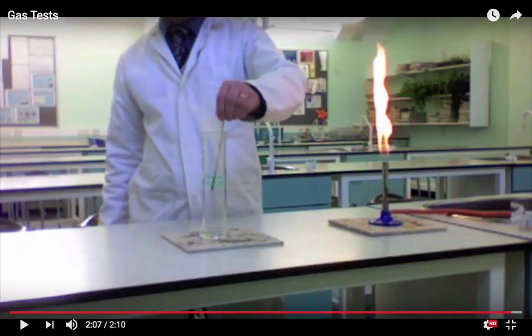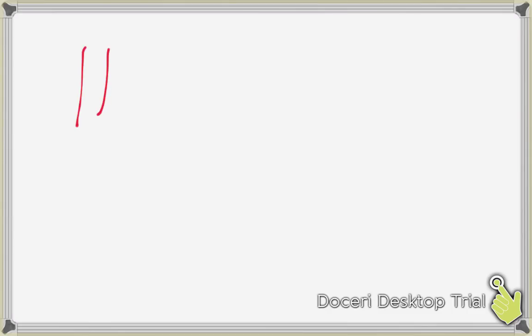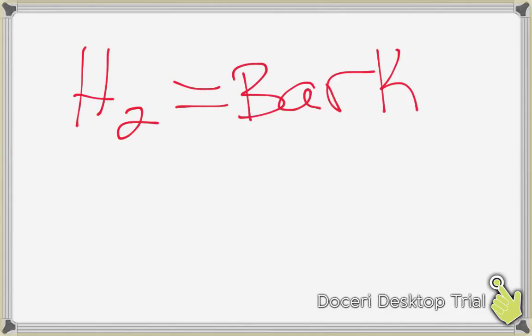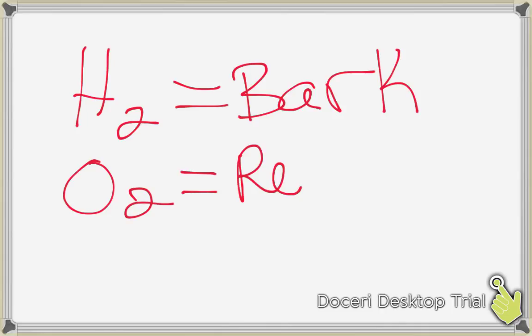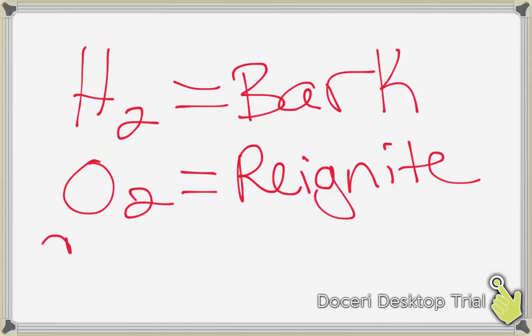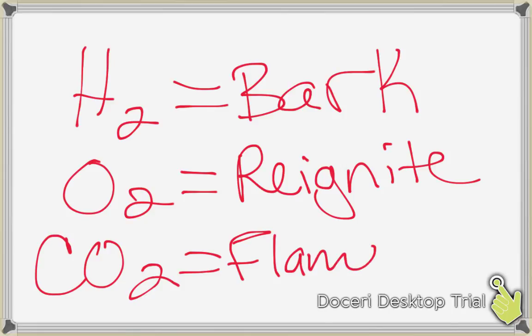So to summarize, if we have hydrogen gas, we're going to get that barking noise when we do the flint test. If we have oxygen, it should reignite the flame or make the flame burn brighter. But again, this one is the hardest one for us to get a reaction for, so just do your best with writing down your reactions. And then lastly, if we have carbon dioxide, the flame will go out.